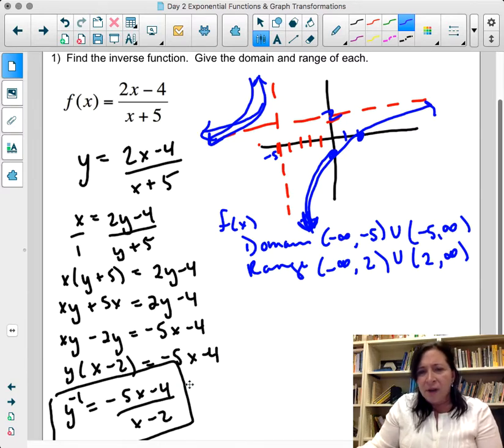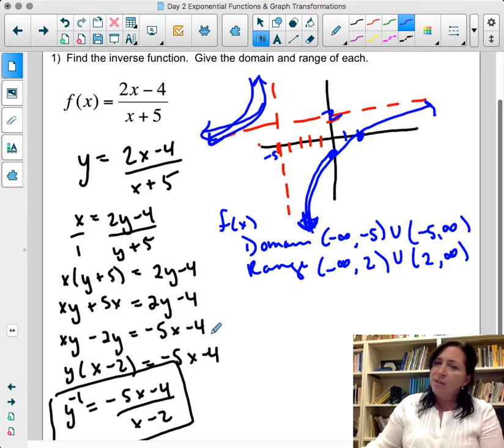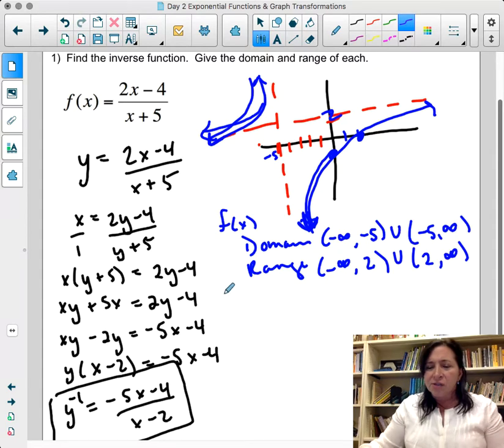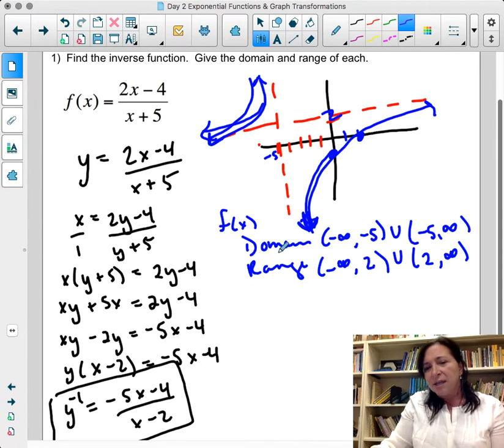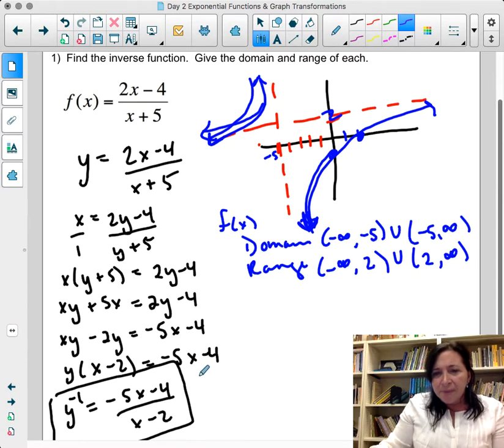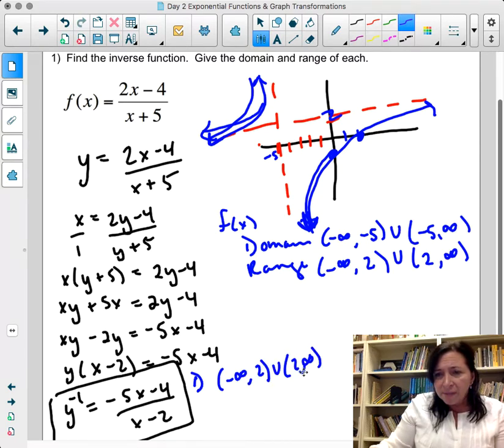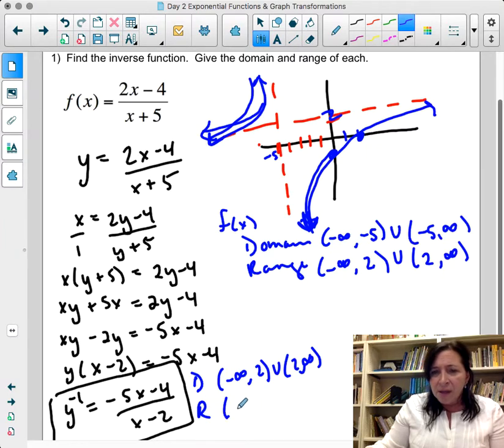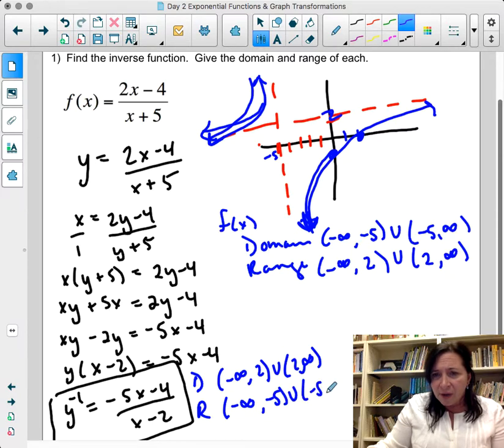Now, I also need to find the domain and range for my inverse equation, but keep in mind that whenever you find an inverse, the domain and the range is switched. And so the domain of my inverse equation is actually my range of my f of x equation. So for this, you would say my domain is going to be my range. So that's going to be negative infinity to 2 union 2 to infinity. And my range is going to be my domain. So that's going to be negative infinity to negative 5 union negative 5 to infinity.